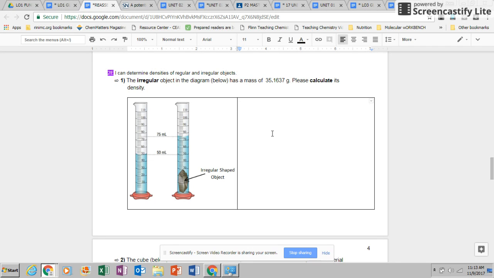Then we would use our equation, D equals M over V. The mass is 35.1637 grams. The volume would be 25 milliliters, so we divide, and your answer should have a unit of grams per ml because we're dividing grams over milliliters.